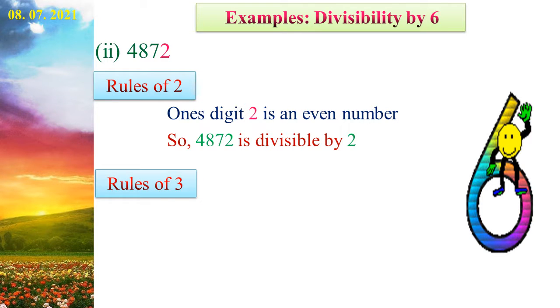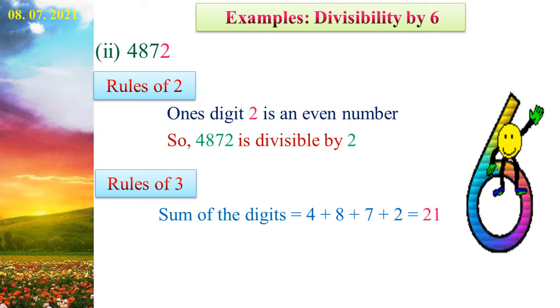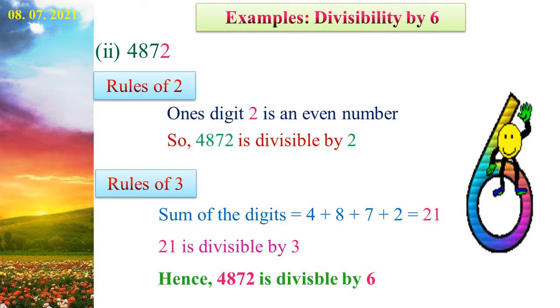Then rules of 3. When we add all the digits, that is 4 plus 8 plus 7 plus 2, we get the sum as 21. We know that 21 is divisible by 3. Here the given number 4872 is divisible by both 2 and 3. So, the given number 4872 is divisible by 6.